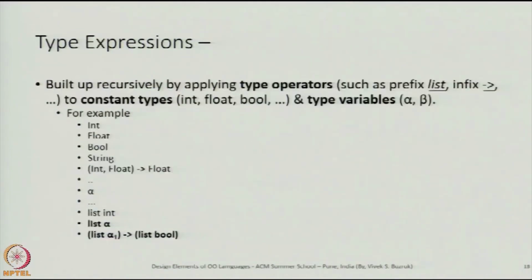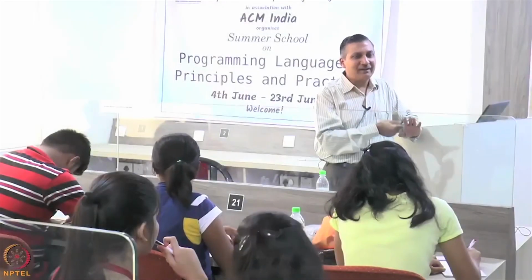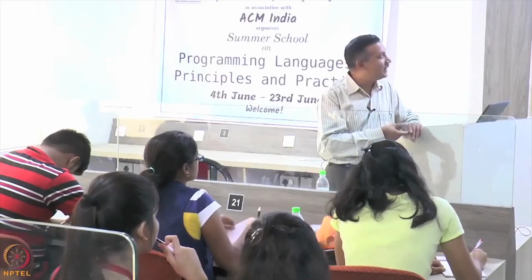Let us now define formally what is a type expression. Int is a type expression, float is a type expression. A type expression is basically built up recursively by applying type operators. There are different type operators: list, an infix operator like a function can be there, there can be multiple kinds of things.